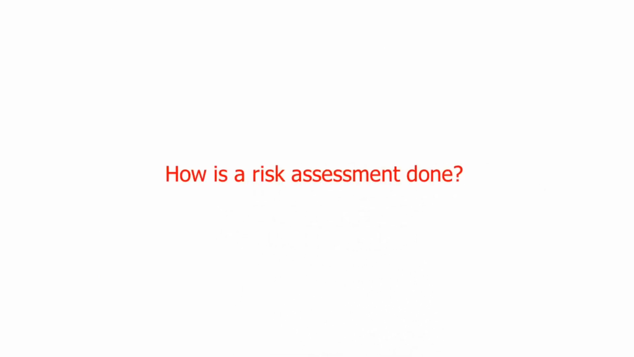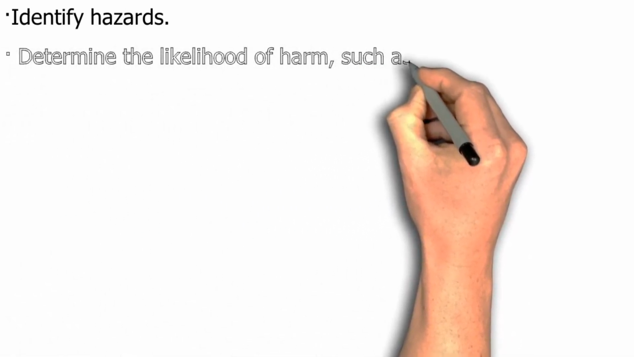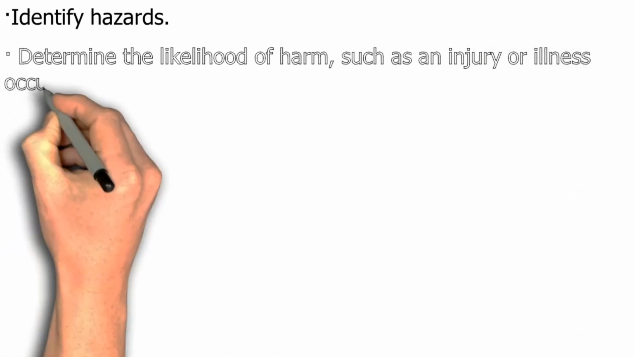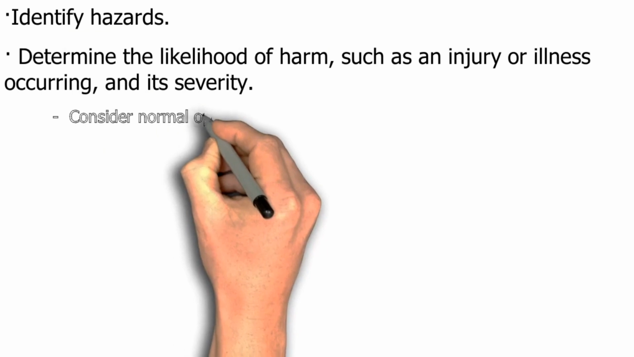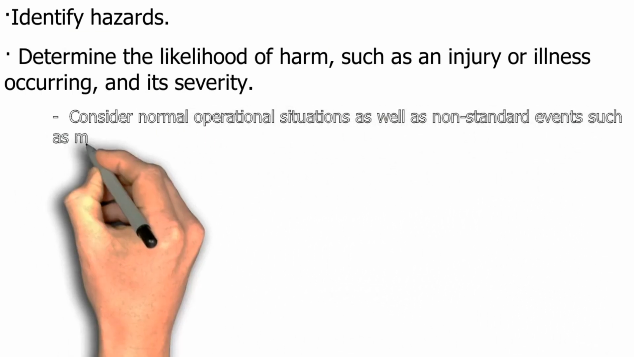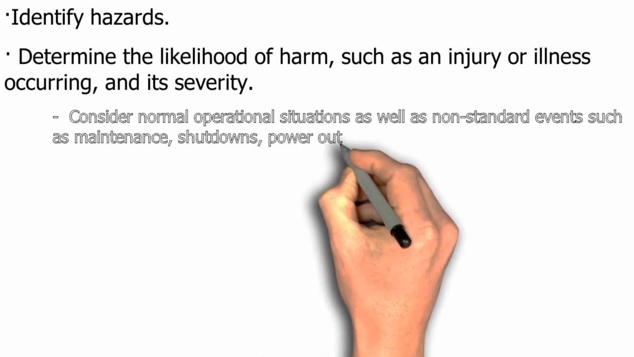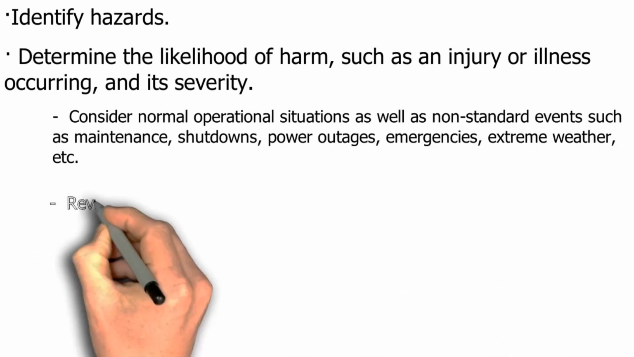How is a risk assessment done? Identify hazards. Determine the likelihood of harm, such as an injury or illness occurring, and its severity. Consider normal operational situations as well as non-standard events such as maintenance, shutdowns, power outages, emergencies, extreme weather, etc.